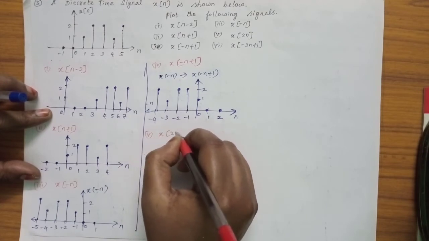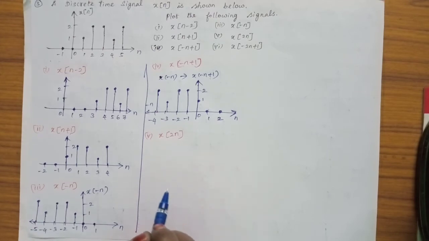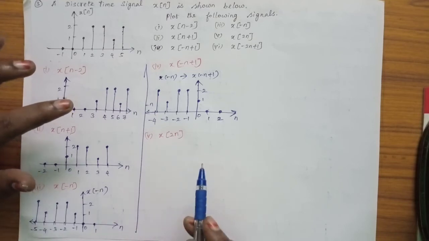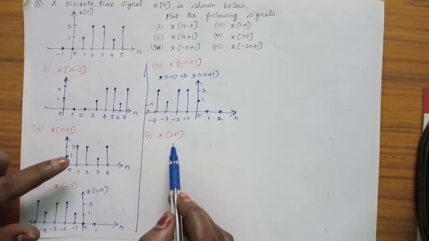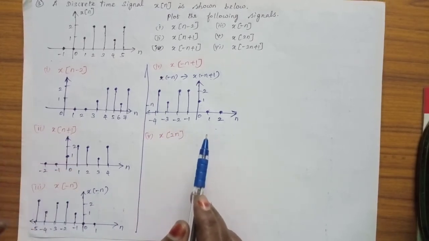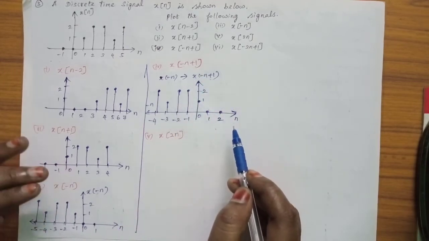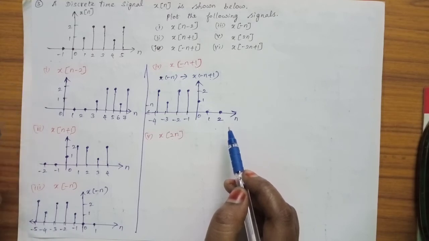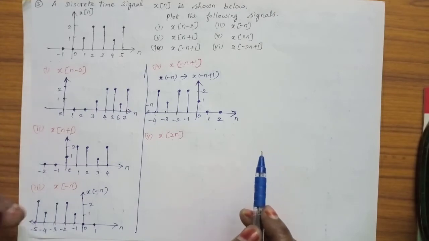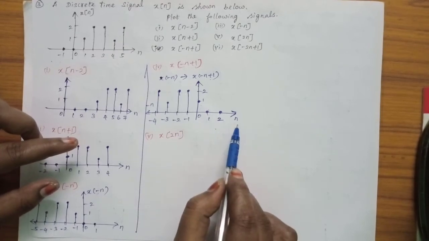x of 2n. This is a time scaling operation. While doing a time scaling operation for a discrete time signal, we have to be careful, because in time scaling we need to divide the n values by the scaling factor. We should know that for discrete time signals the n value should be discrete, that is minus 1, minus 2, minus 3 and 0, 1, 2 like that. It should not be decimal values.